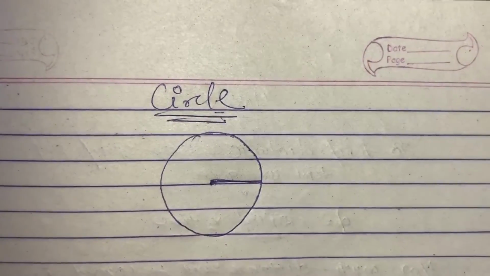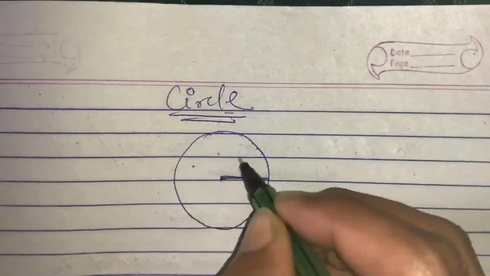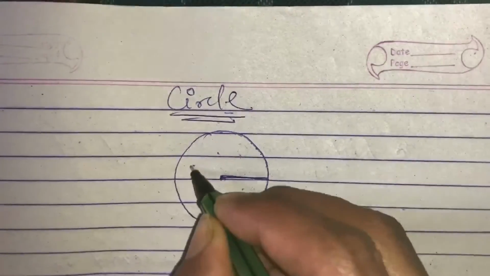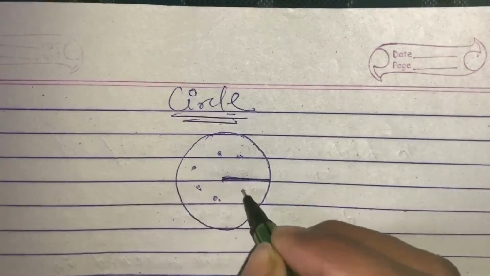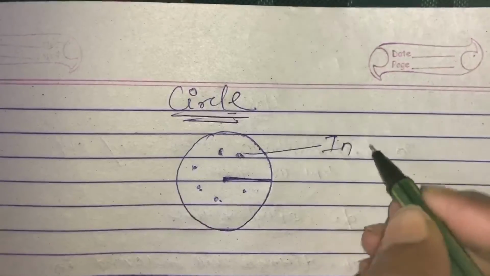Now if you draw a point here inside the circle in this way, all the points you can see inside the circle are known as the interior.